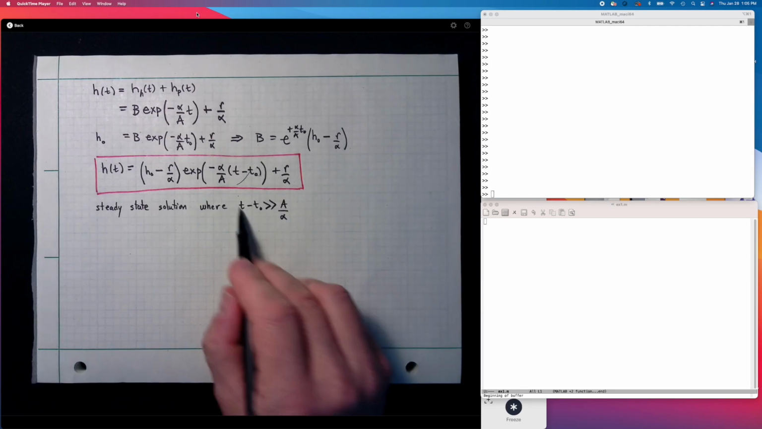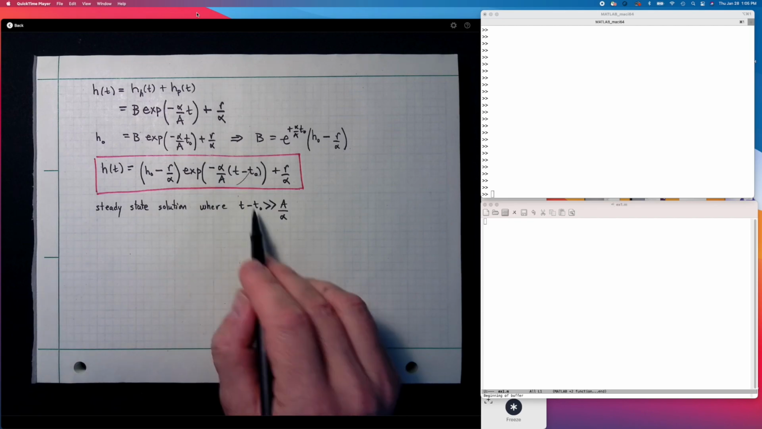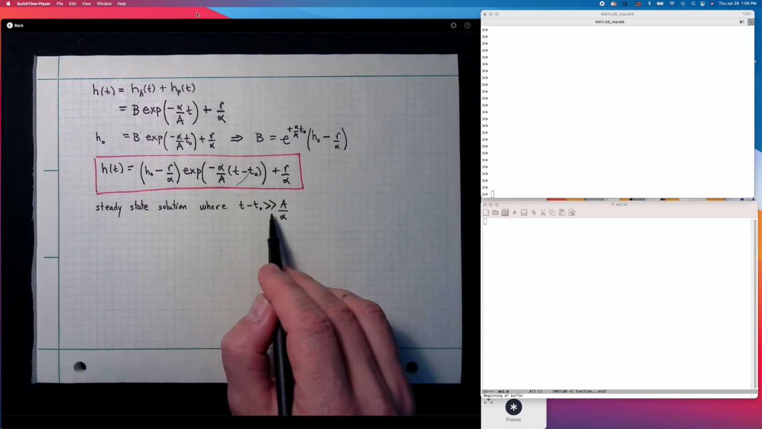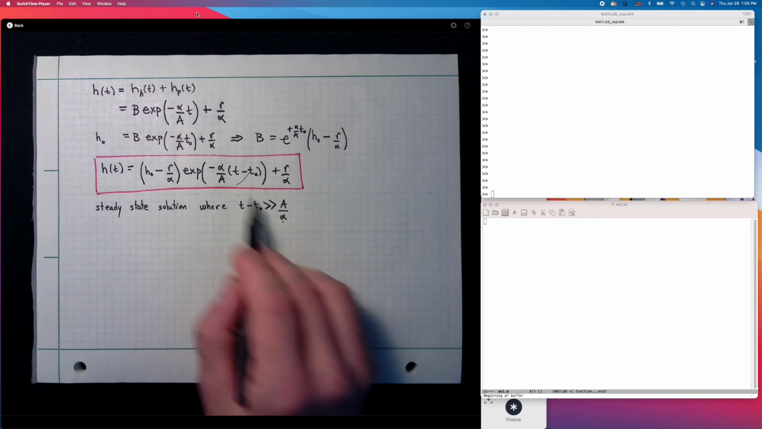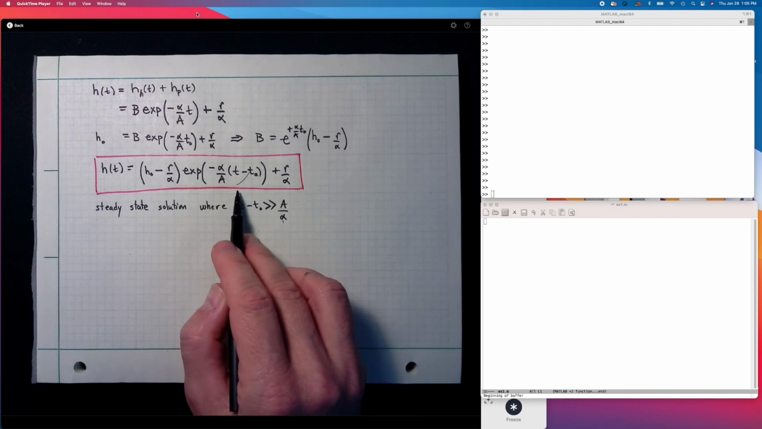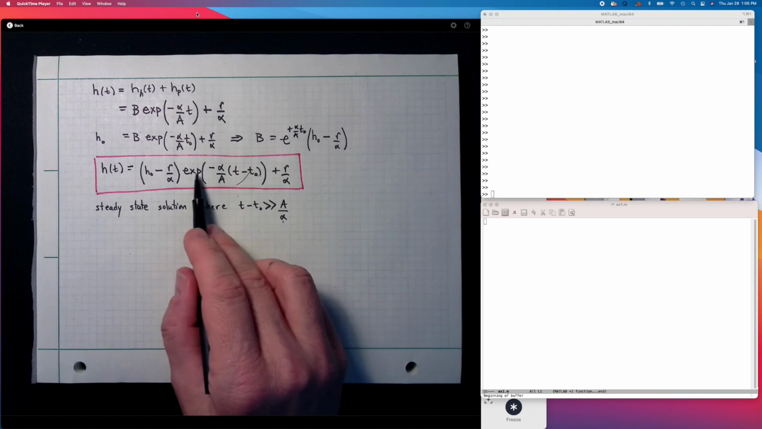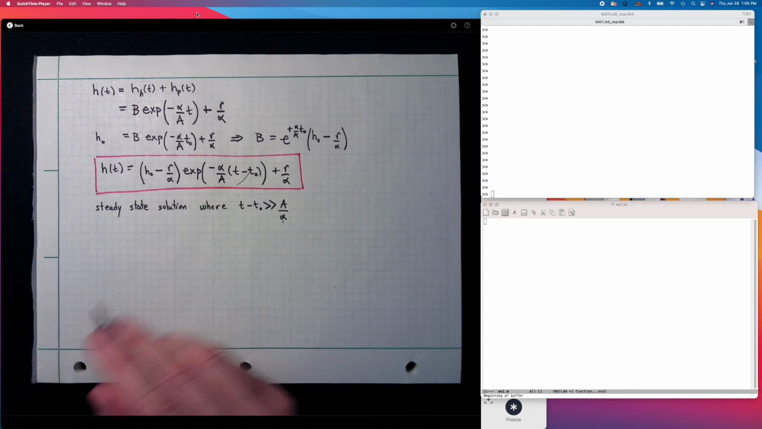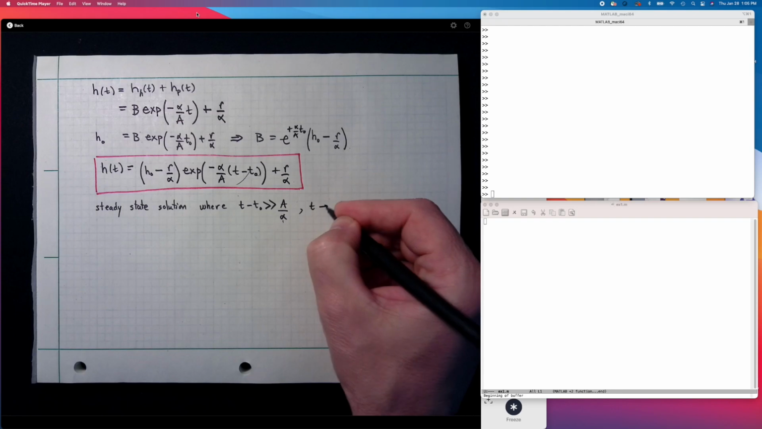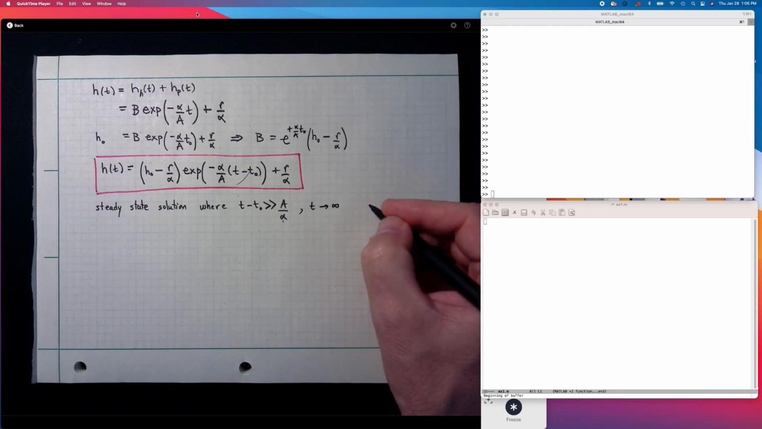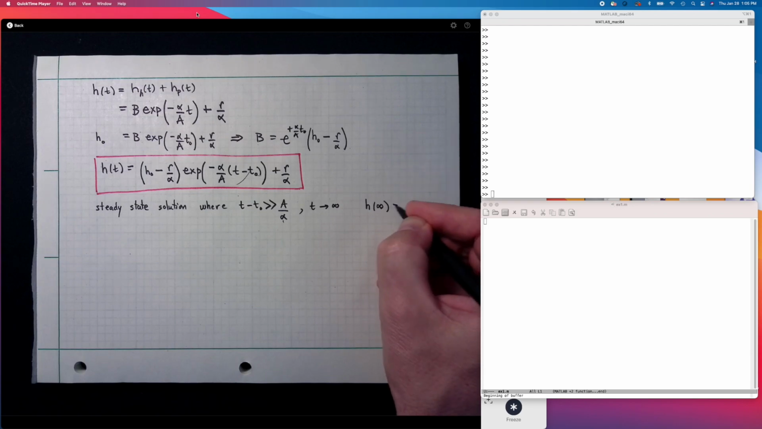If t minus t naught is much bigger than a over alpha, the exponent will be a very big number, and the whole exponential will decay away to 0. So as t goes to infinity, we have h of infinity goes to r over alpha.